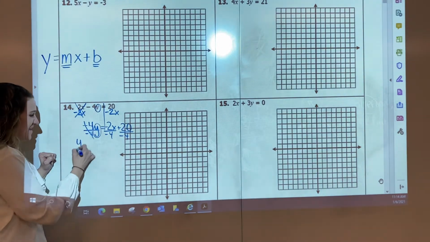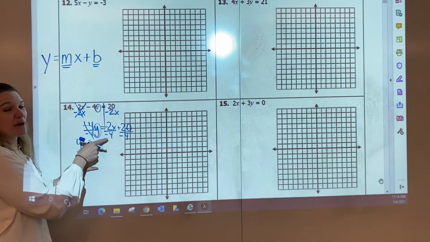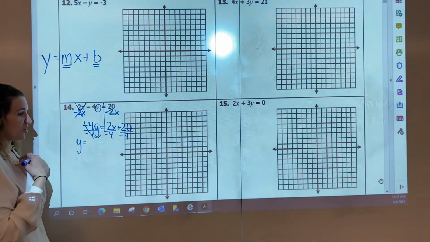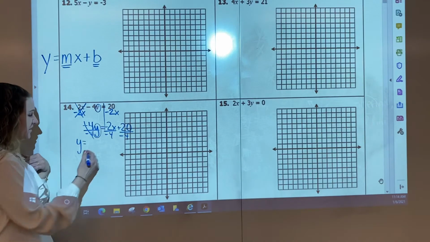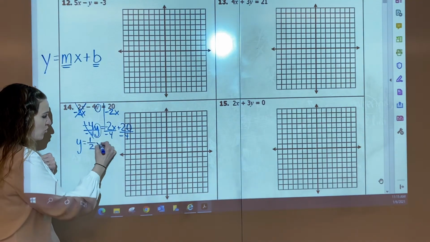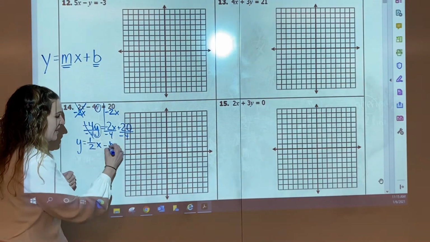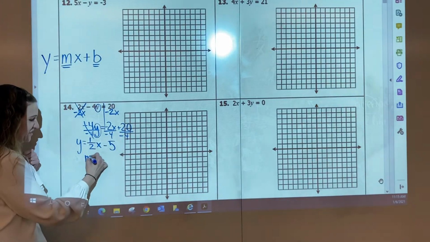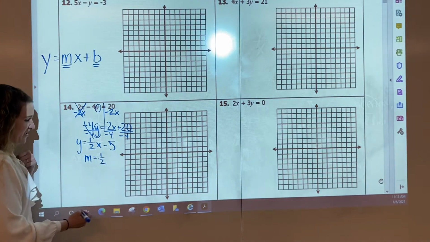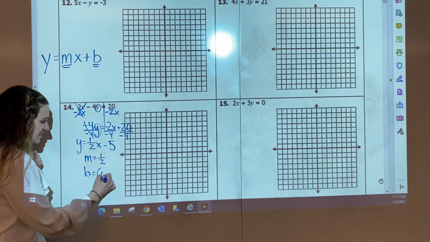I have y equals a negative divided by negative is a positive. And I know that if I put 2 over 4 in my calculator, it would simplify and give me a 1/2 x. 20 divided by negative 4 would give me a negative 5. So my slope is a positive 1/2. My y-intercept is 0, negative 5.